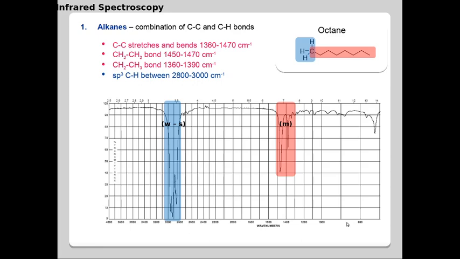So look at the band structure, look at the band position, look at how they are being shown in the IR spectrum, and get a taste of what kind of shape the IR spectrum could have for a normal alkane such as octane.